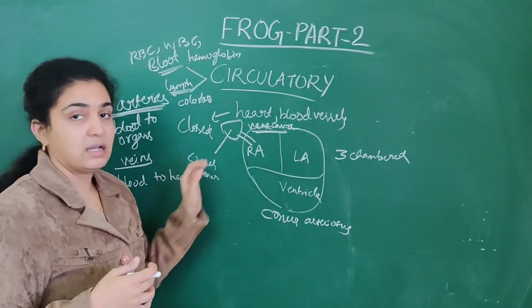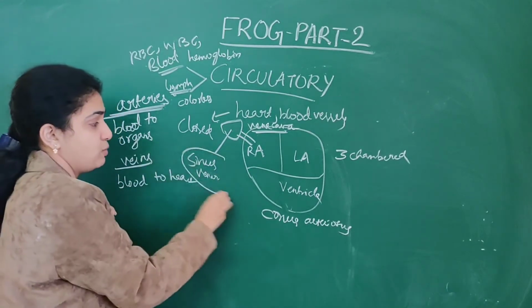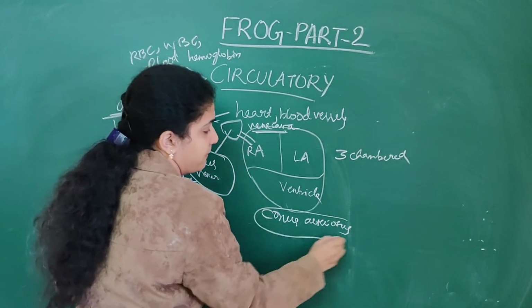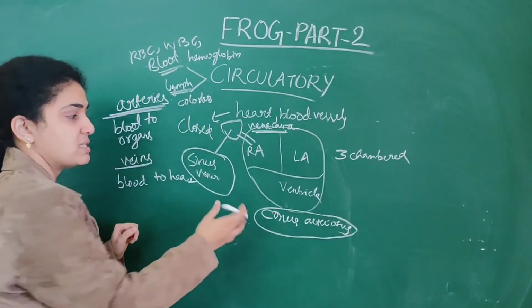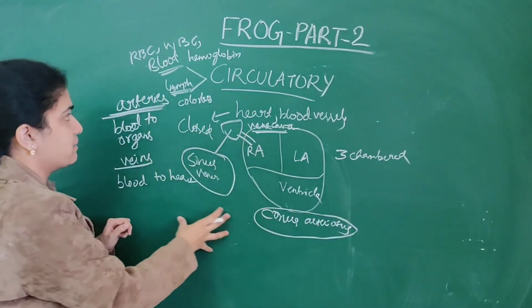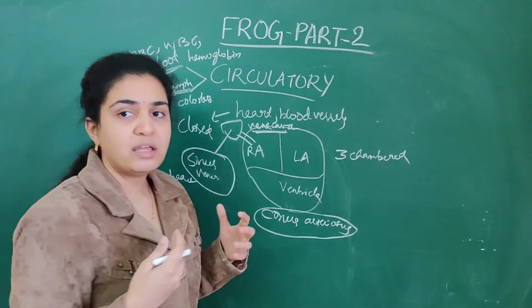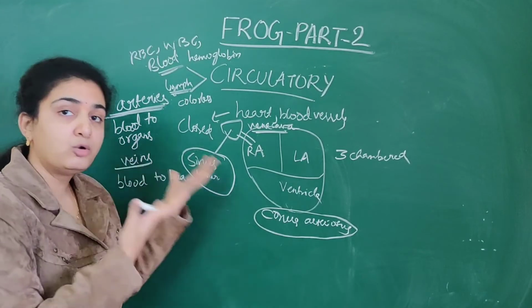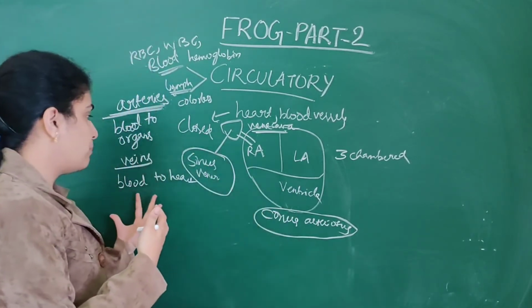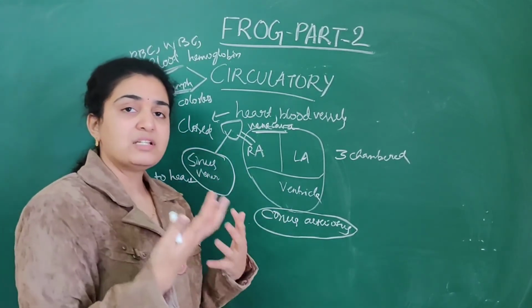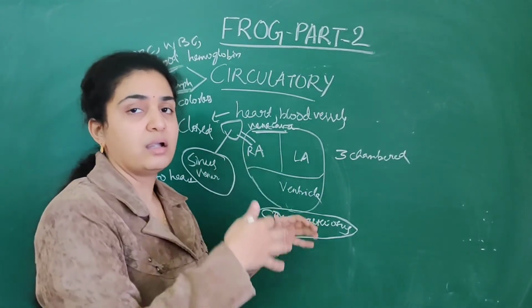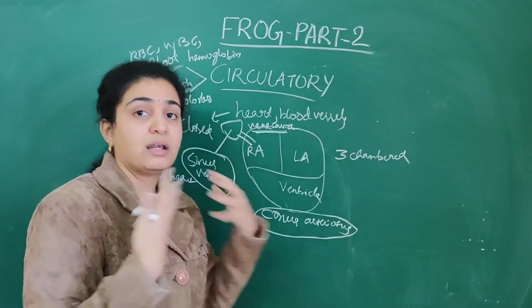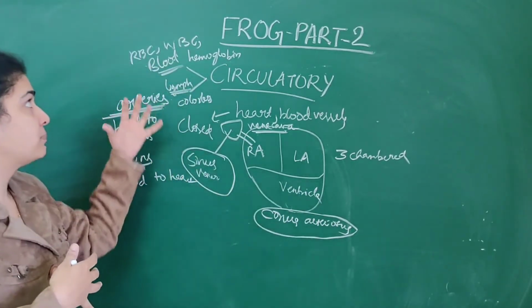The sinus venosus opens into the right atrium, and the conus arteriosus is what will open out from the ventricle. So this is about that. Next, arteries, what will they do? They help in transportation of blood to the organs. When it comes to veins, they transport the blood to the heart. Arteries from the heart, veins to the heart. Like that you can easily remember.